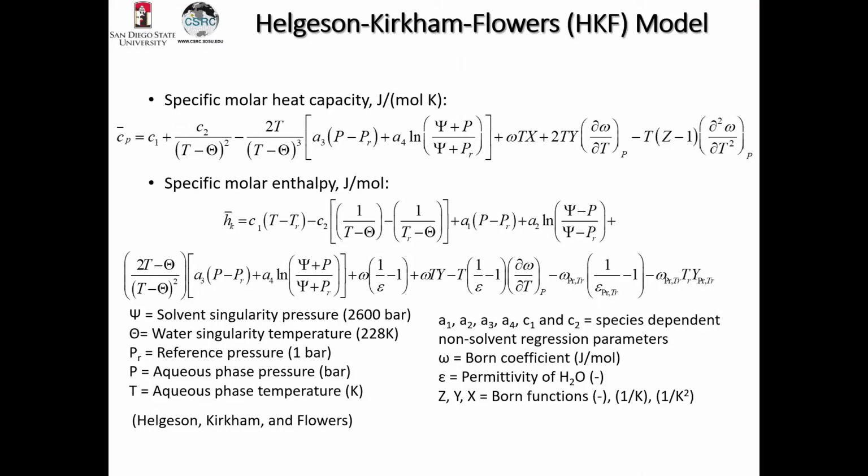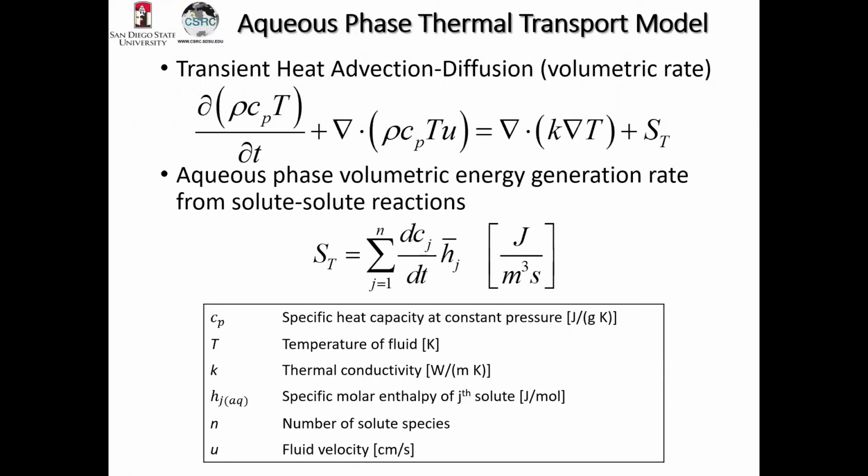So this is the core of the model. This gives us heat capacity and enthalpy, and we need that to compute the change in temperature. So these are the key expressions that we calculate in the code. Okay, so once we have that done, then we can compute the source term on this advective diffusion thermal transport model, which is what the code calculates.